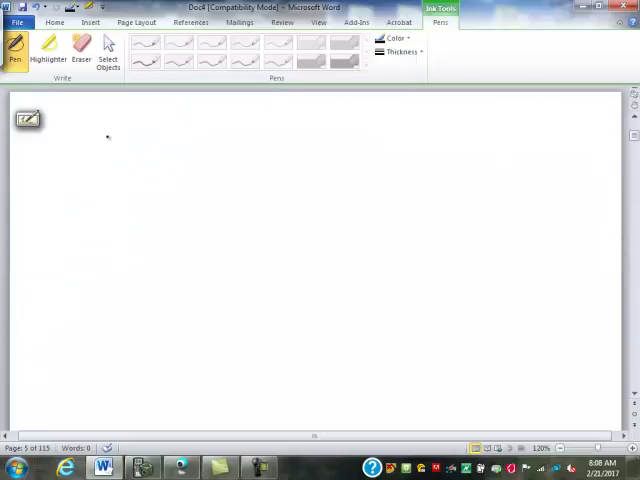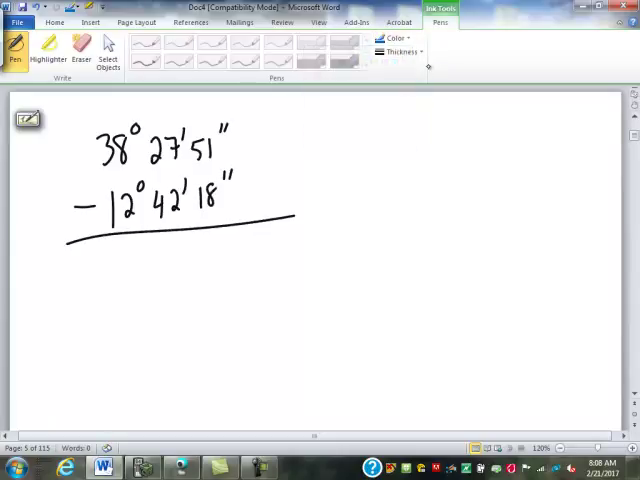Or we might have 38 degrees, 27 minutes, 51 seconds, and we might subtract 12 degrees, 42 minutes, 18 seconds. When we subtract, just like adding, we move right to left. We're going to do 51 minus 18, which is 33. 27 minus 42 is an issue. What are we going to have to do? Borrow. So this becomes 7, 37.